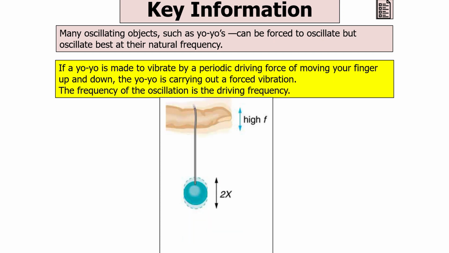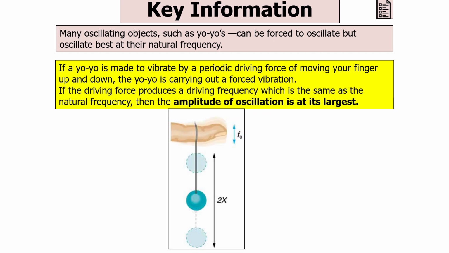If a yo-yo is made to vibrate by a periodic driving force of moving your finger up and down, the yo-yo is carrying out a forced vibration. The frequency of the oscillation is the driving frequency. If the driving force produces a driving frequency which is the same as the natural frequency, then the amplitude of the oscillation is at its largest.